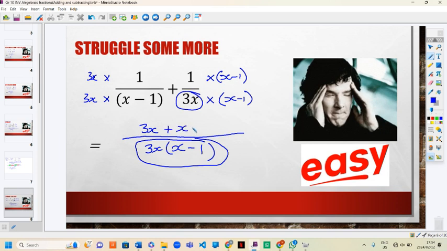x minus 1. And keep that in a bracket. Get into good habits there. Please keep that bracket there. Okay, so now let's simplify that.